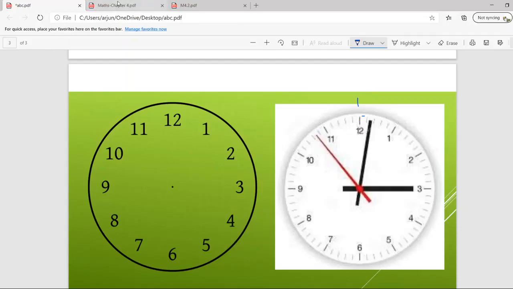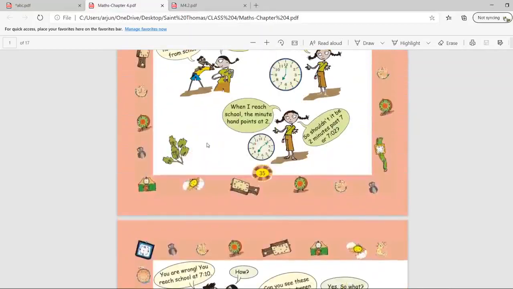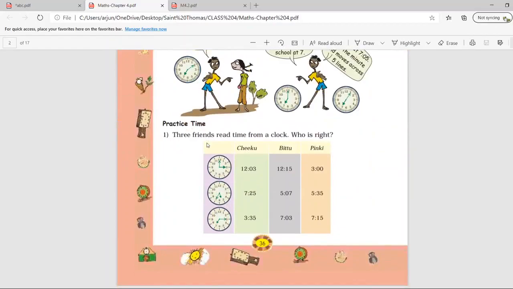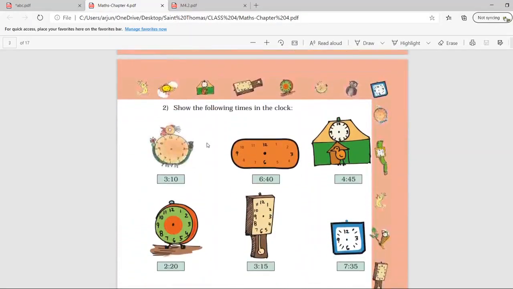Now, moving towards the activities which we have done, we have covered this story. We have seen this practice time question number 1, and I have given question number 2 to do in your homework. I hope many of you have done it, but if not, let's do it.